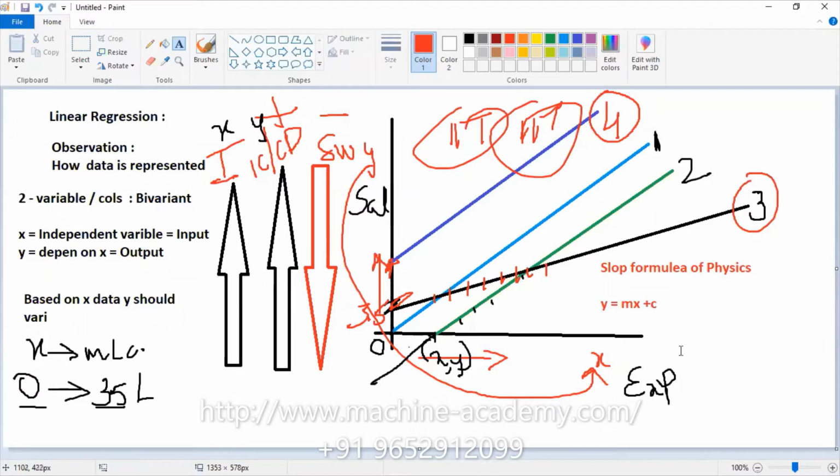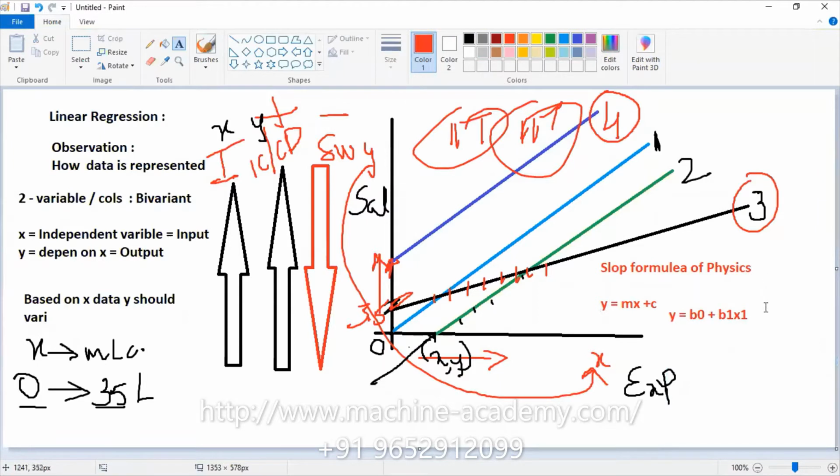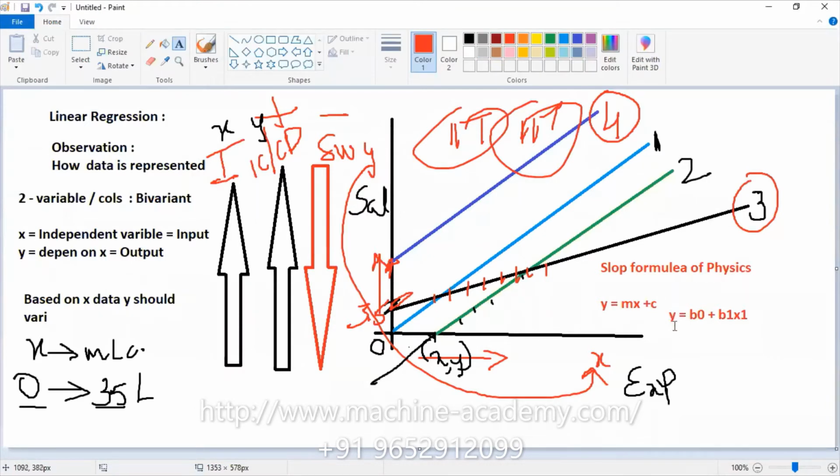What could be the formula for linear regression? y equals b naught plus b1 x1. We will elaborate this formula. What are the objects inside this formula? This is the basic formula of linear regression.